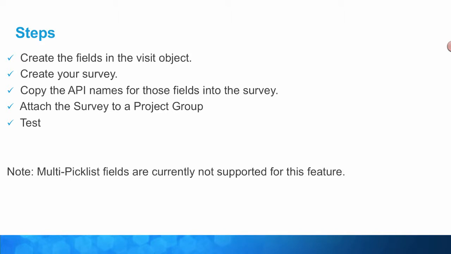Here are the steps. First, you're going to create the fields in the visit object. Next, you're going to create your survey. Then you're going to copy the API names of those fields into the survey. And finally, you're going to attach the survey to a project group. And of course, you're going to want to test that before you go live. Note that multi-picklist fields are currently not supported for this feature.